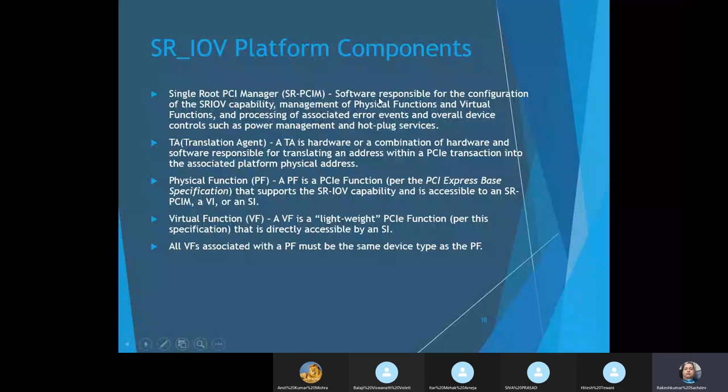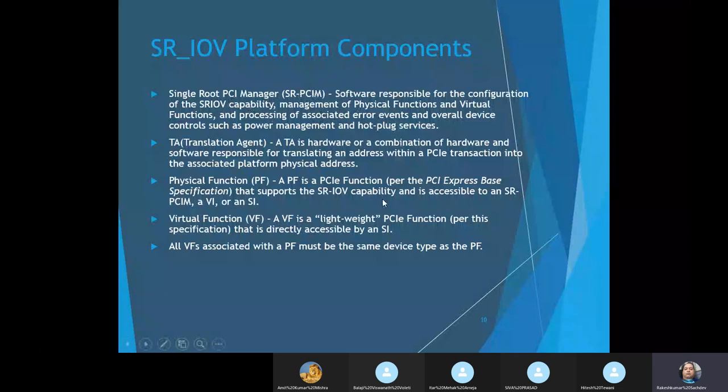Now the translation agent, we are not worried about it. Suppose multiple OSes are running. We have to convert virtual addresses into physical addresses, so some translation is required. That is mainly the translation agent. The Address Translation Service, ATS, protocol is there. I will touch upon it a little bit, but we don't need to worry about it.